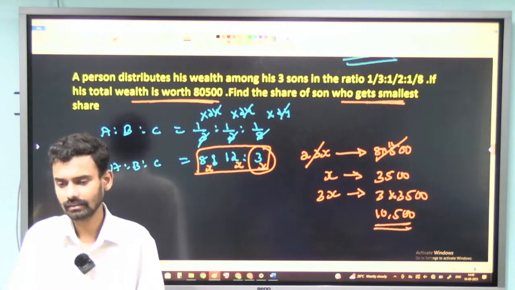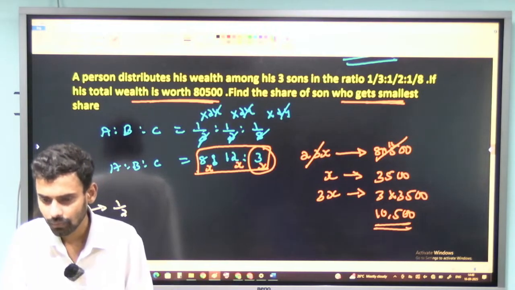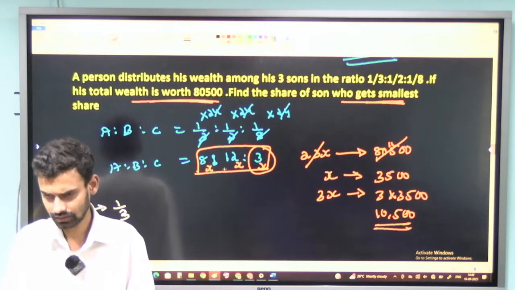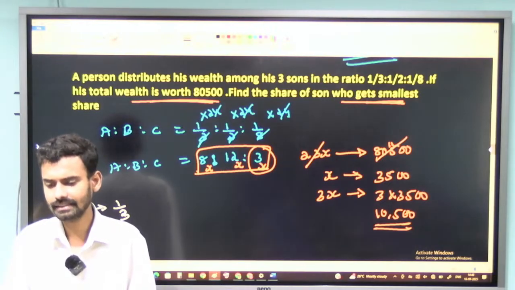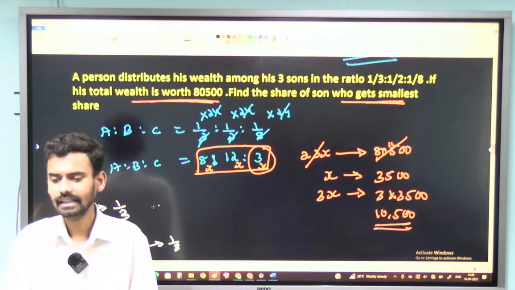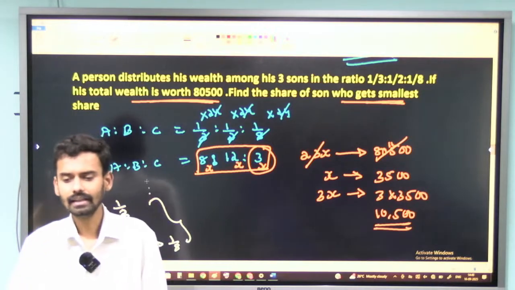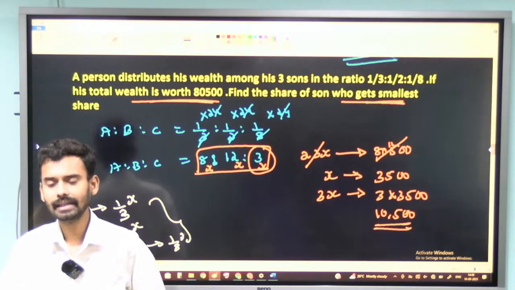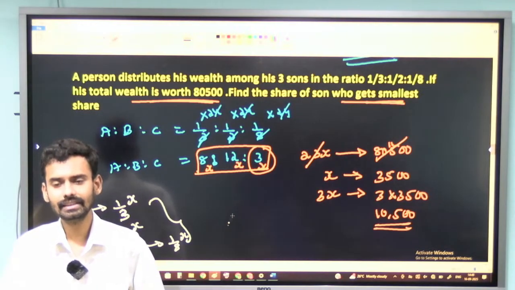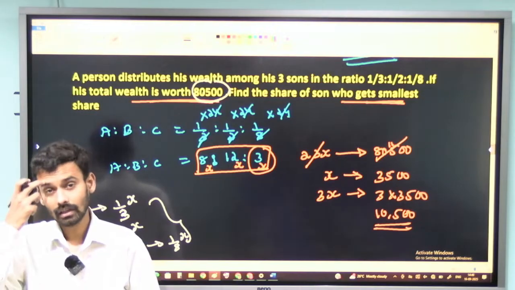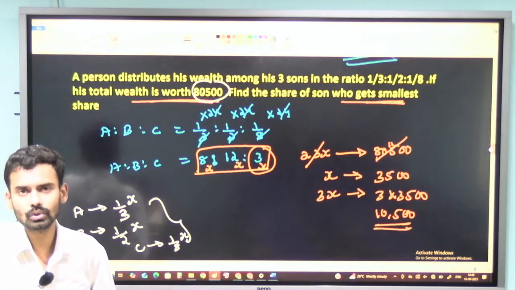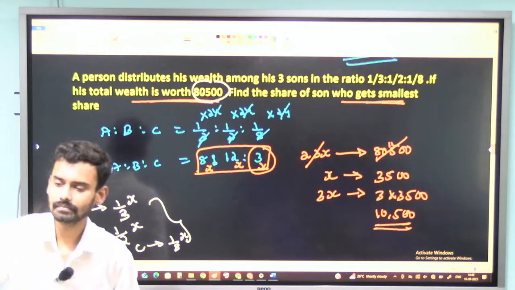Like A's value is given to me as 1 by 3, B's value is given to me as 1 by 2, and C's value is given to me as 1 by 8. If I add everything, let's say the total wealth is x. So 1 by 3x and 1 by 2x and 1 by 8x. Again taking the LCM and adding everything, the total should be this one. The total value is given to me. Then we can proceed with this. But the better method to do this type of question is the ratio method.